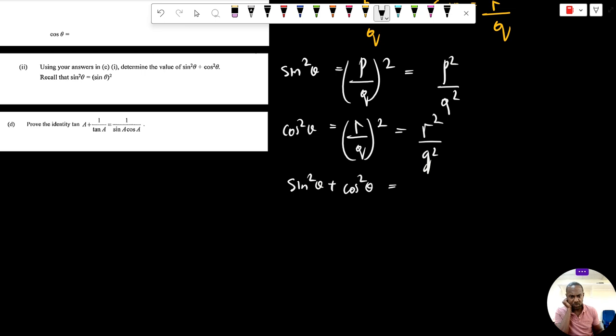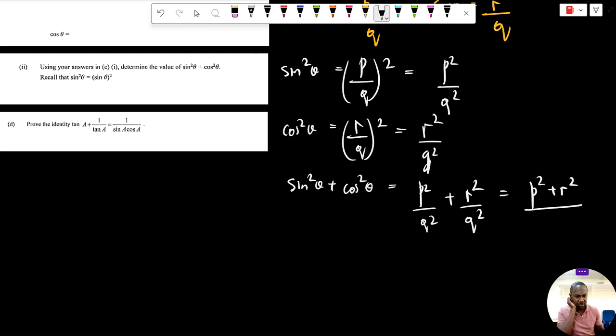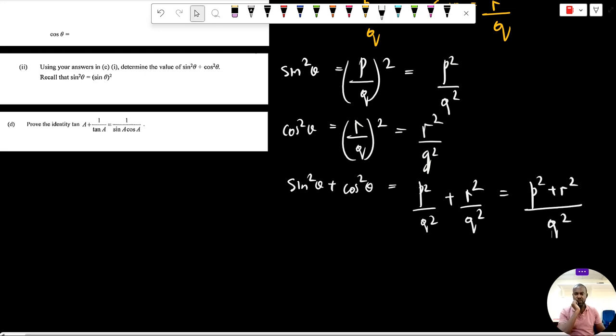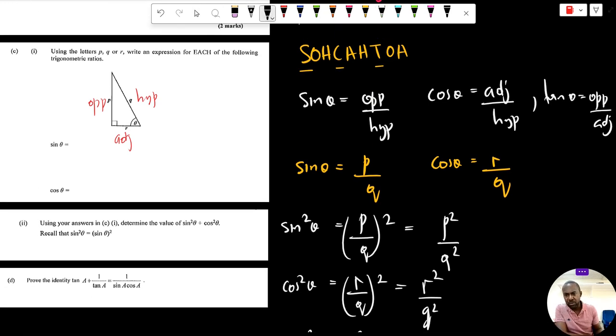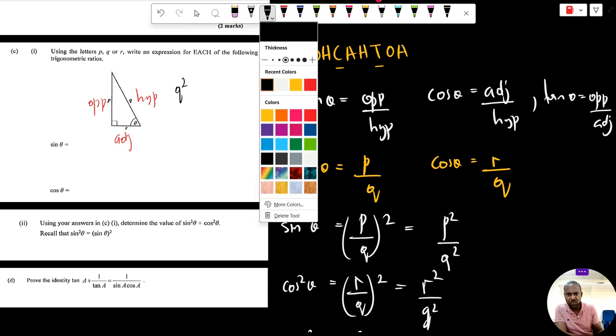Now, what this therefore means is that we can say that sine squared theta plus cos squared theta would be equal to P squared over Q squared plus R squared over Q squared. Since you have the same denominator, we can just add the numerators and keep our denominator. So this gives us P squared plus R squared over Q squared, all right? However, we're talking about a right angle triangle. And in a right angle triangle, according to Pythagoras' theorem, the square of the hypotenuse is equal to the sum of the squares of the other two sides.